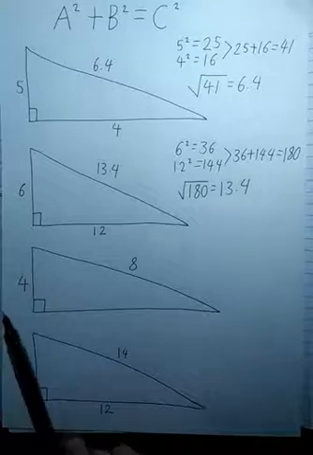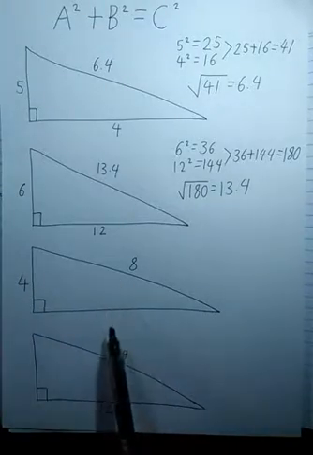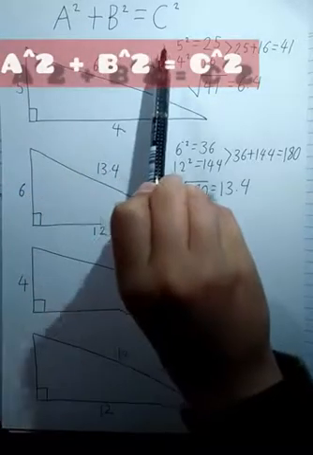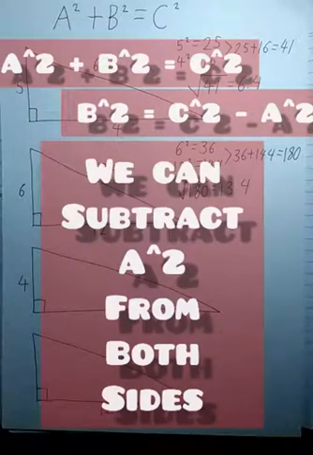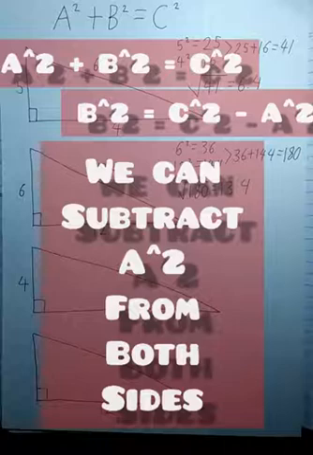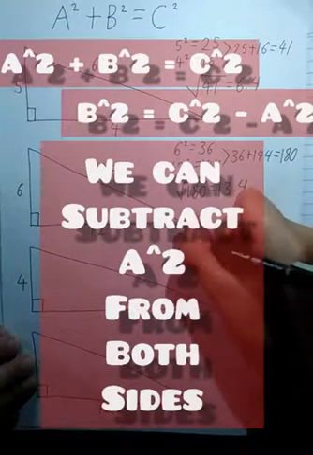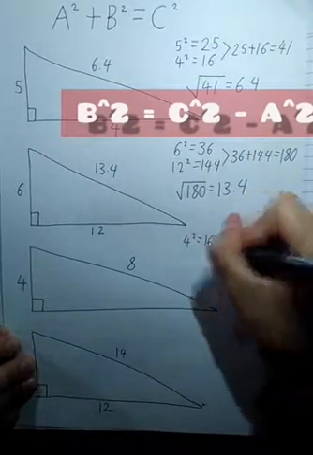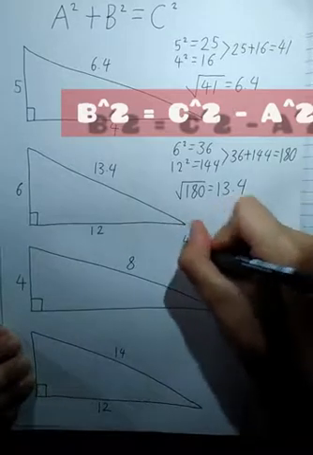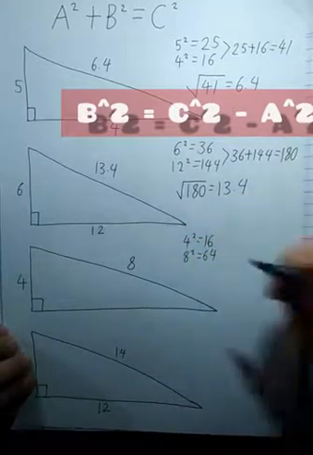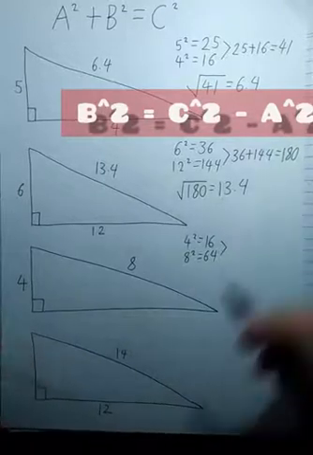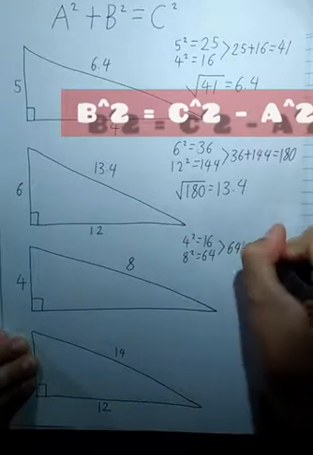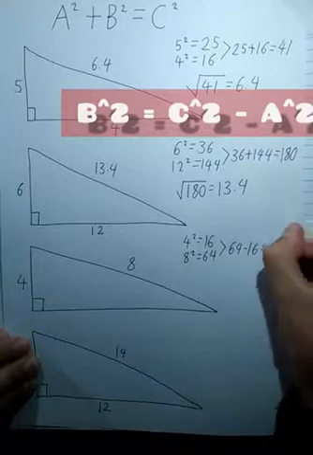Now, with this triangle, we have a and c, but we don't have b. If the theorem to find c is a squared plus b squared equals c squared, this means that we'll have to do c squared minus a squared, and that will equal b squared. So, 4 squared equals 16, and 8 squared equals 64. Now we'll do 64 minus 16, because we're doing c squared minus a squared. And 64 minus 16 equals 48.